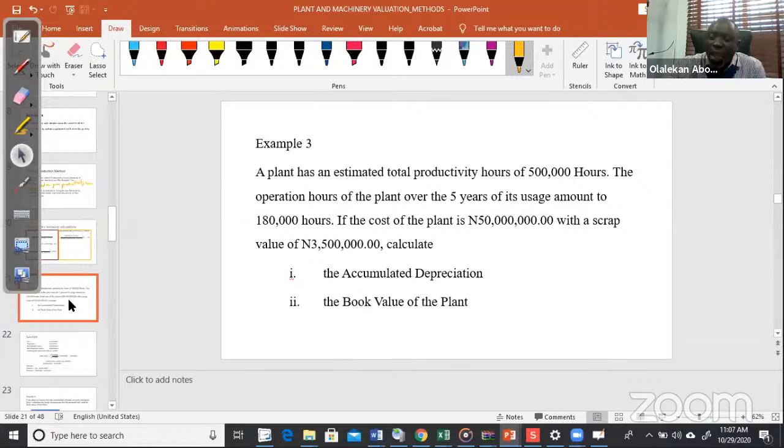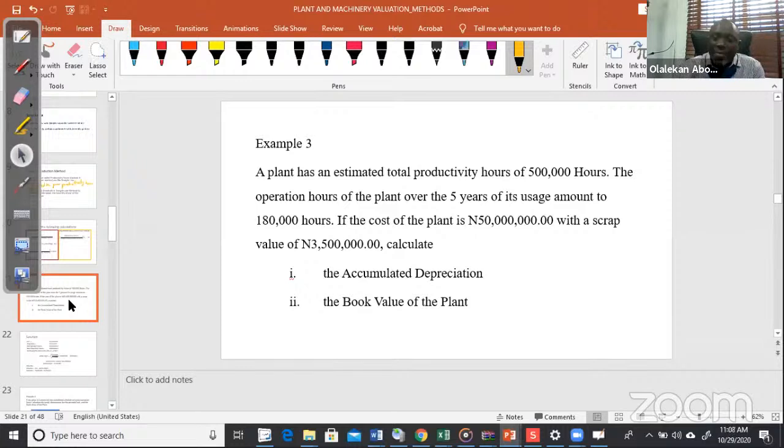We already have everything in hours. But your examiner can choose to give you figures in years, and give you the number of productive hours in a year, or productive weeks in a year. So you have to convert your years to productive hours. In this case, it's straightforward. You have 500,000 hours as the total productive hours for the asset. That means after running it for 500,000 hours, it will have exhausted its economic lifespan.